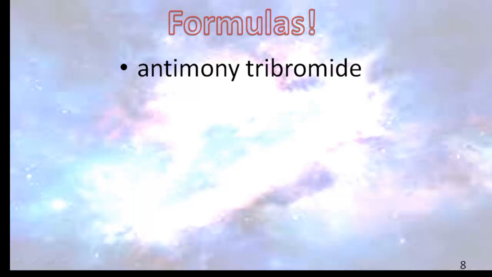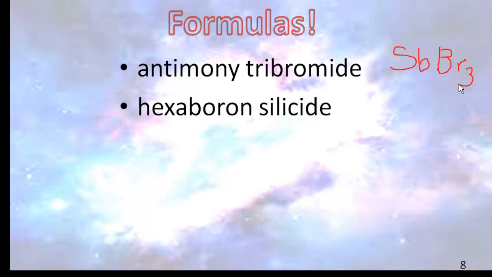Okay, let's try this one. Go ahead and pause. Bring up your periodic table and go ahead and write the formula for this. How many atoms? It doesn't say tri. So it's 1. You don't write 1. Okay, how about bromide? Make sure you keep this capital B. And how many of those? Try 3. Is that what you got?